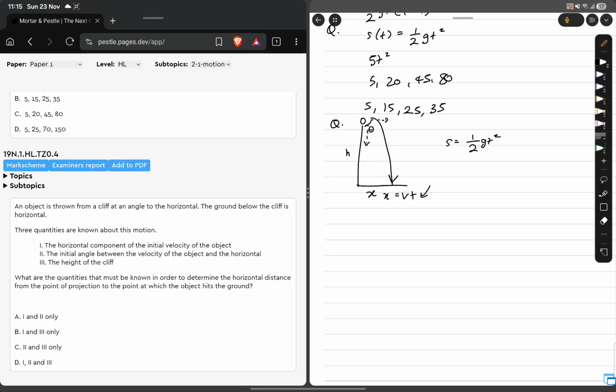So we'll need to know the height of the cliff, the angle of the launch to find the vertical component, and we'll need to know the horizontal component to find the distance through the s equals vt or x equals vt formula.